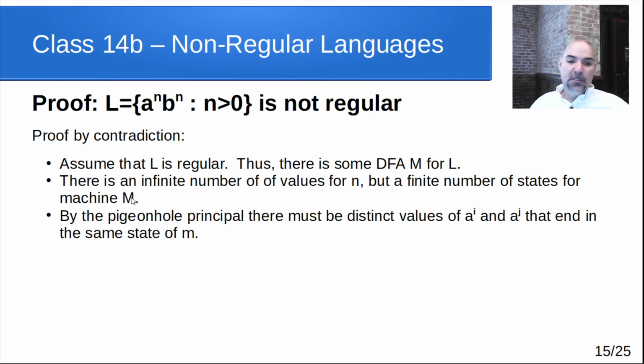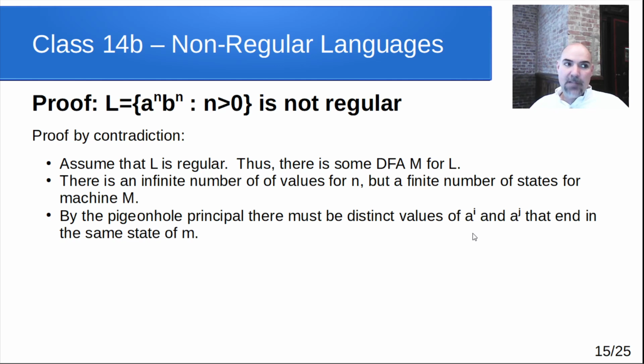That means that by the pigeonhole principle, there have to be distinct values that we would plug in for n, in our case, a to the i and a to the j, that end in the same state m. Because there's an infinite number of these, there have to be different values that end up in the same state m. Again, we're fitting more things than we have boxes into that smaller number of boxes. That means some box, some state of M, has to have two different values that end up in it, because we're fitting an infinite number of things into a finite number of boxes, states.